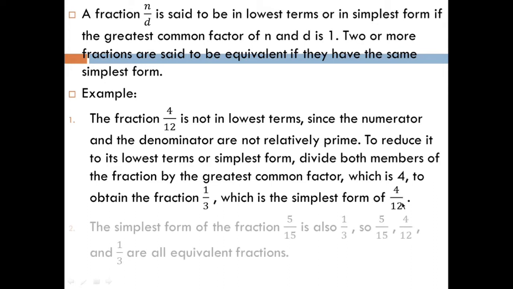Okay, class? Number 2, the simplest form of the fraction 5 over 15 is also 1/3. Why? Divide both by 5. 5 divided by 5, we have 1. 15 divided by 5, we have 3. So, 5 over 15, 4 over 12, and 1 over 3 are all equivalent fractions.